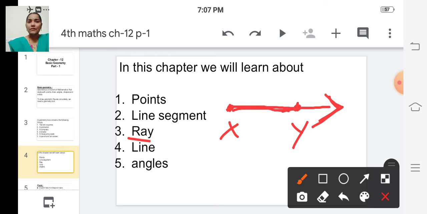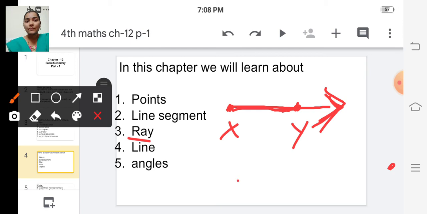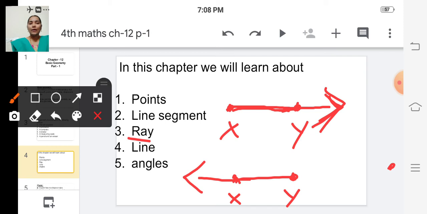Okay, we can extend it from any one end and we have to put an arrow mark. This can also be like this. Take these X and Y and join those two points, and we can extend it from this X also. We have to put an arrow mark. This is also a ray and this is also a ray.